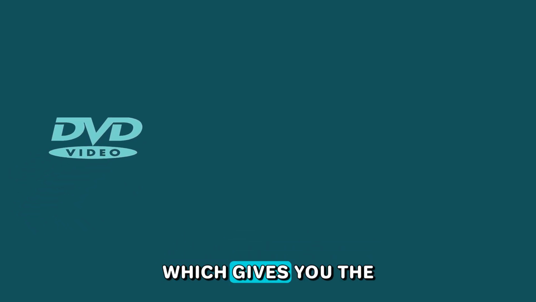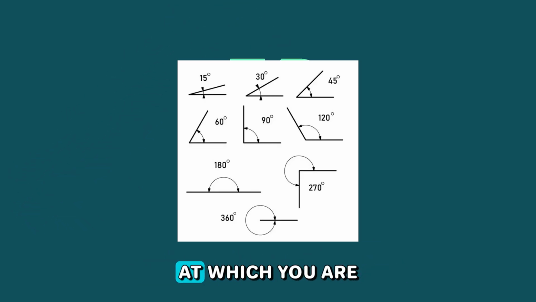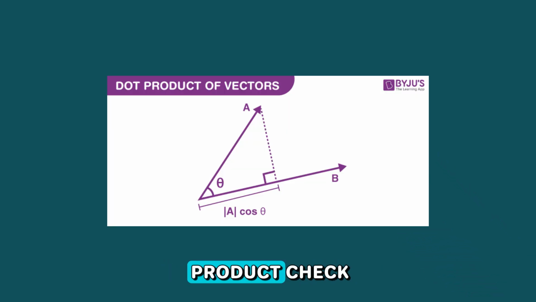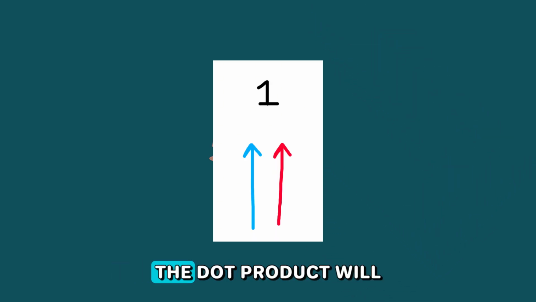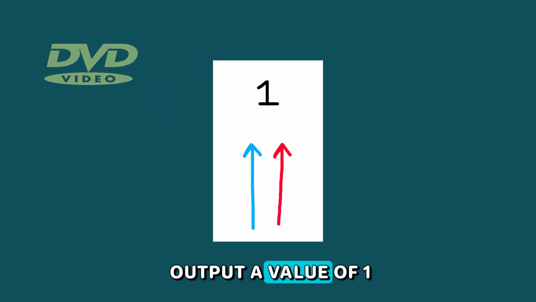See, there is one more thing you can add to this check, which gives you the ability to limit the angle at which you're allowed to register a hit at. This check is what's called a dot product check. The dot product of two vectors can be thought of how similar or aligned the two are. The result is that if they are perfectly aligned or have the same slope, the dot product will output a value of 1.